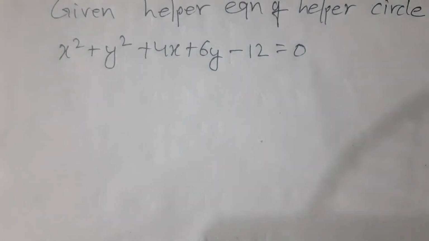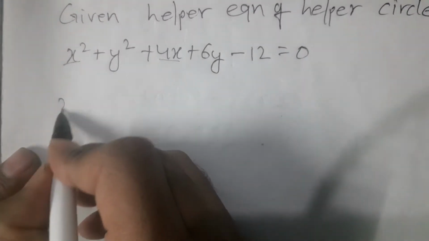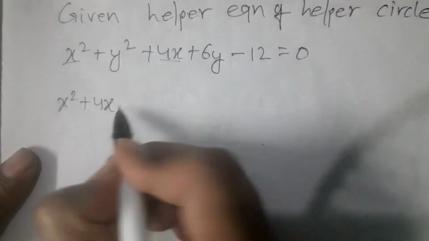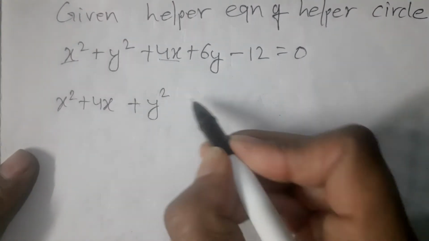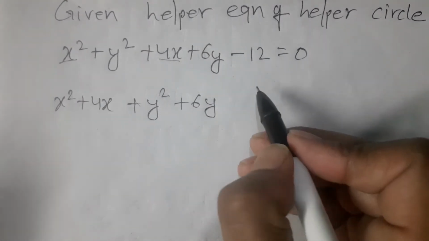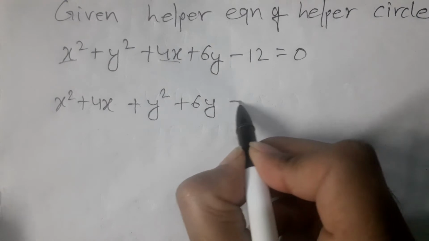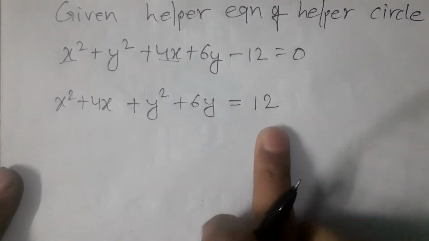So first, how to deal with this kind of equation to find the center of the circle, I'm going to explain to you. First you consider this x group. I'm going to put them on the same side, like x square plus 4x, and similarly this y group, y square plus 6y. And now what to do with this 12? It doesn't have any pair, so we simply keep that 12 on the other side.